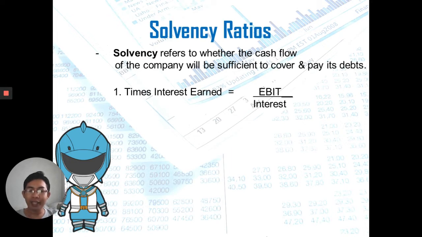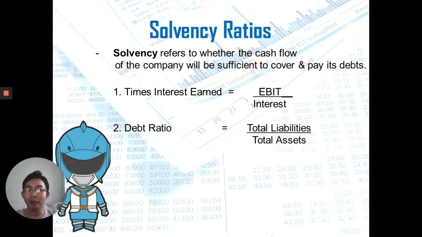Now, bakit natin kinocompute ang times interest earned? It is the amount of operating income available to cover interest payments. Okay? So, the higher the times interest earned, the better kasi naku-cover mo yung kailangan mong bayaran, okay? When they fall due. Next is we have debt ratio. Debt ratio is total liabilities divided by total assets. So, ilan sa assets mo ay galing sa utang.